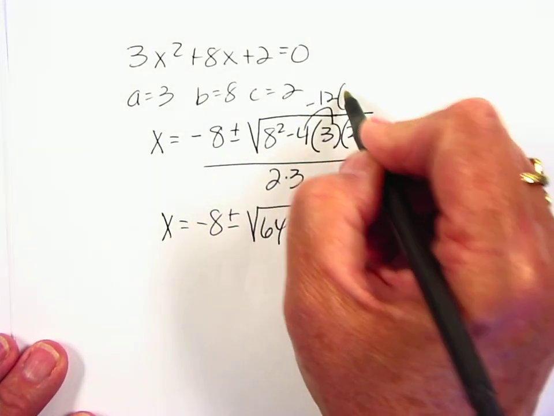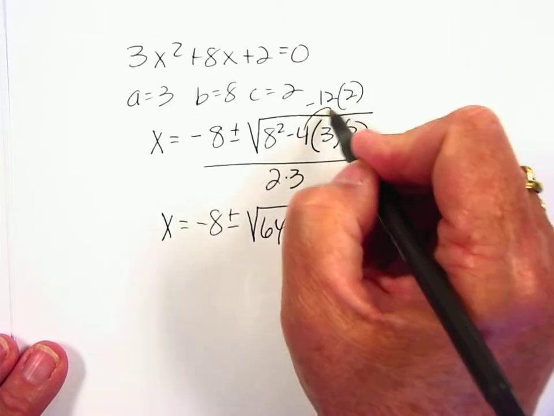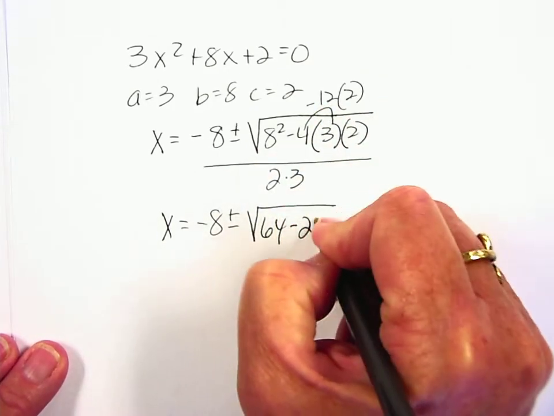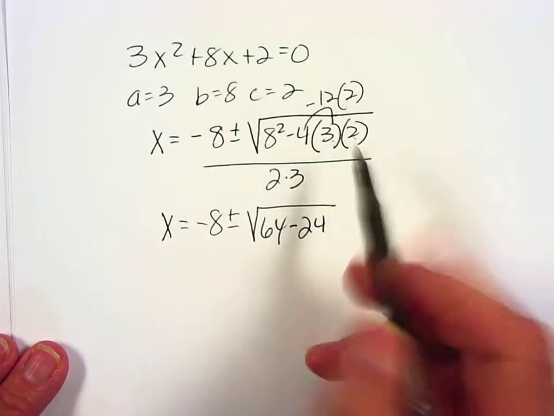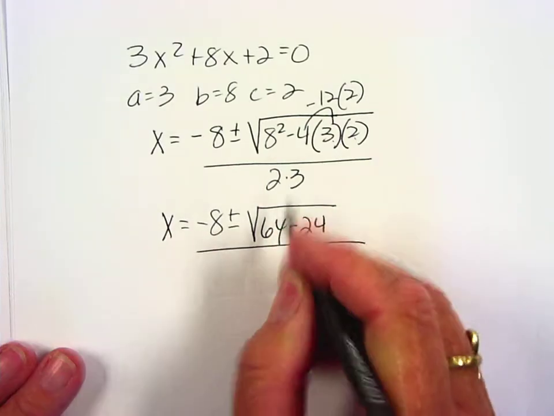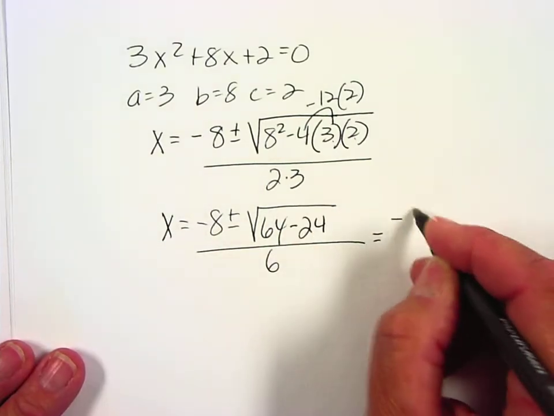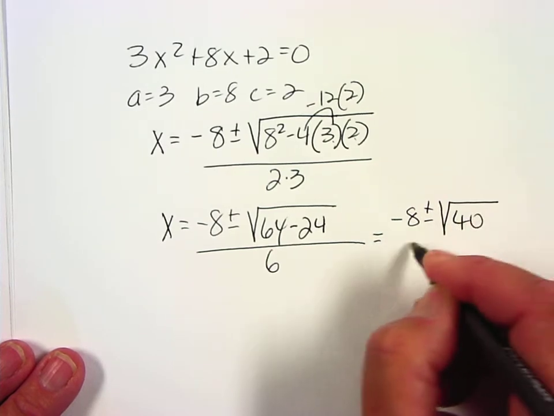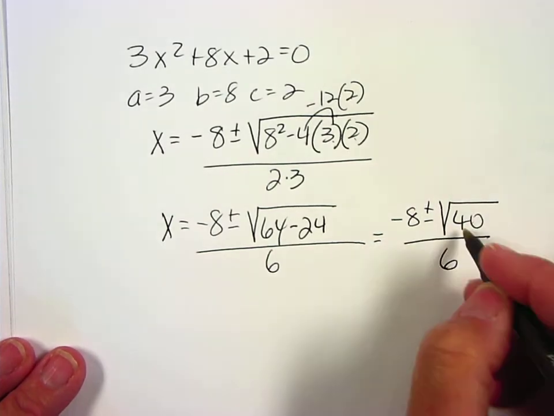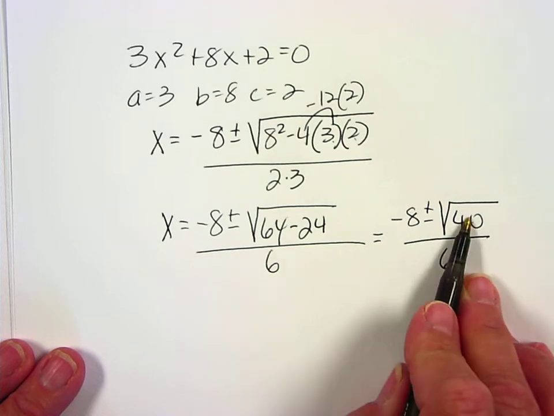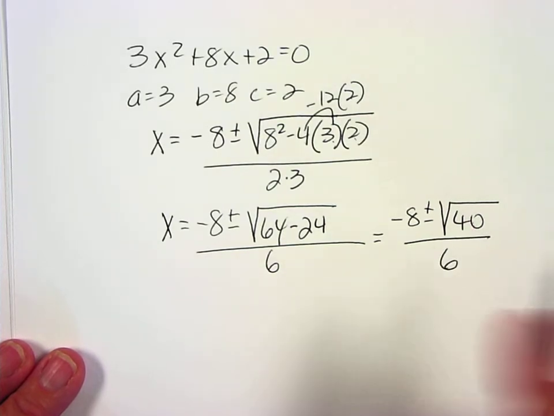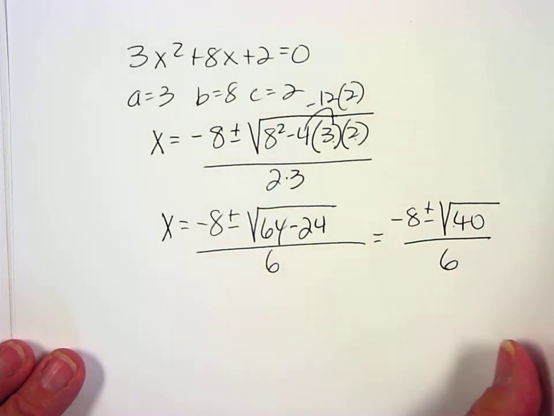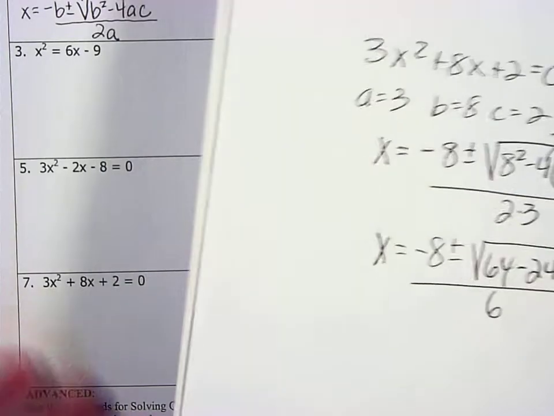-12 times 2 is -24, all over 6. -8 plus or minus the square root of 40 all over 6. Two solutions. I'm okay with this answer because this can't be simplified further. It actually can, but for our purposes that's a good enough answer for me.